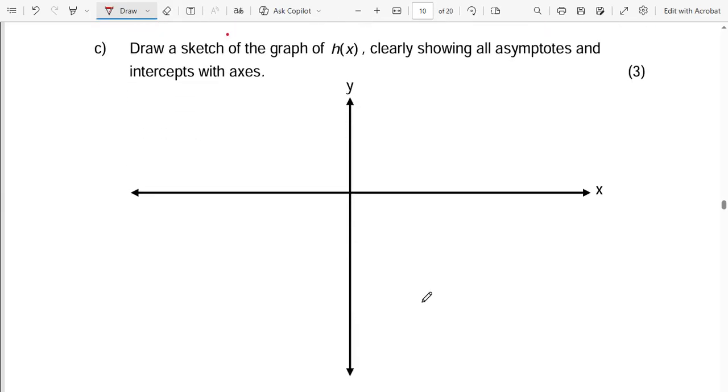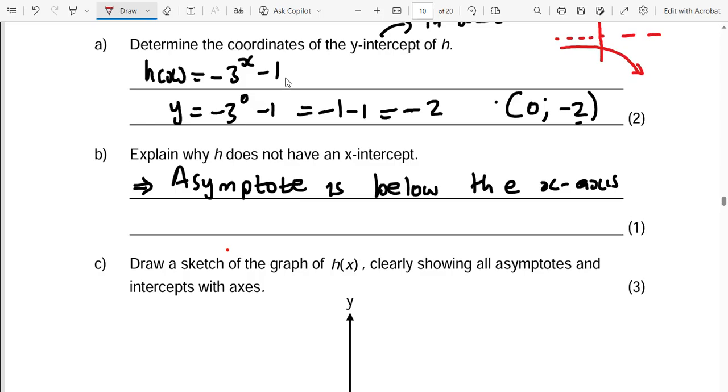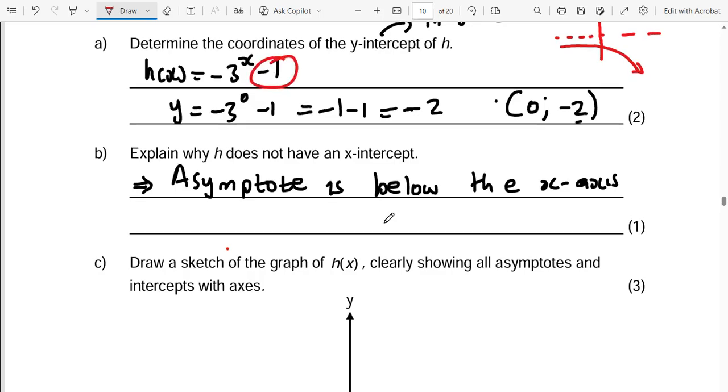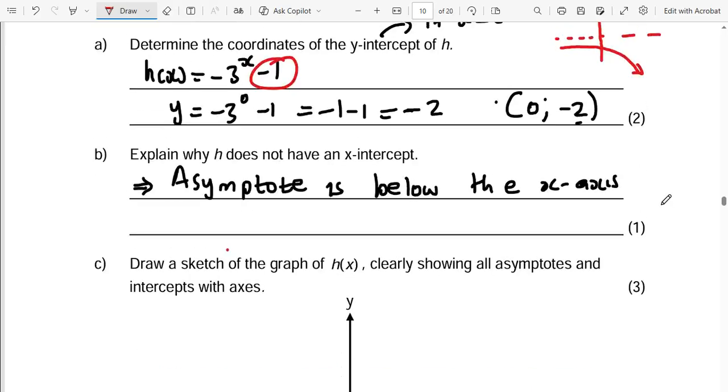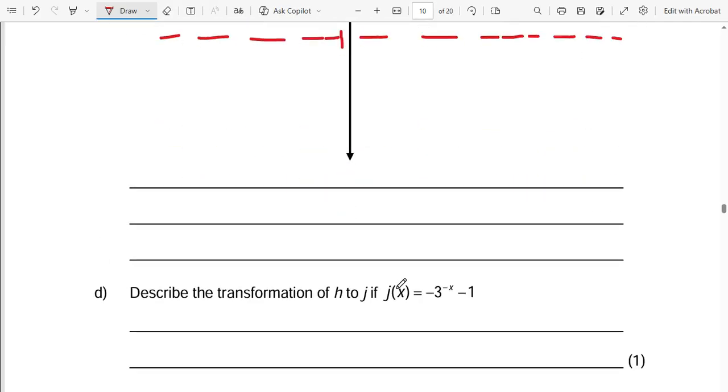First thing first, you're going to draw the asymptote, which is y equals minus 1. I'm going to put my asymptote there. And then the y-intercept is at 0 and minus 2. This is what we just calculated. So minus 2 is somewhere here. So the graph looks like this.